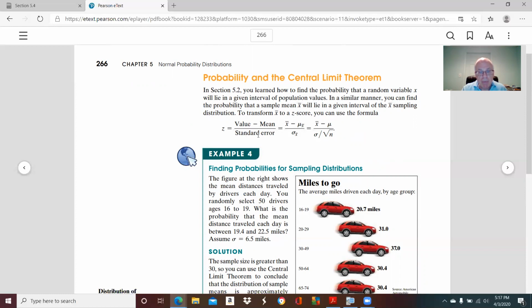Remember the standard error? That's the standard deviation of the sampling distribution, which is equal to the population standard deviation divided by the square root of n. So this division here, the standard deviation divided by the square root of n, is in the denominator of the z-score, all right? This whole thing here is in the denominator. I'm going to make that clear to you.